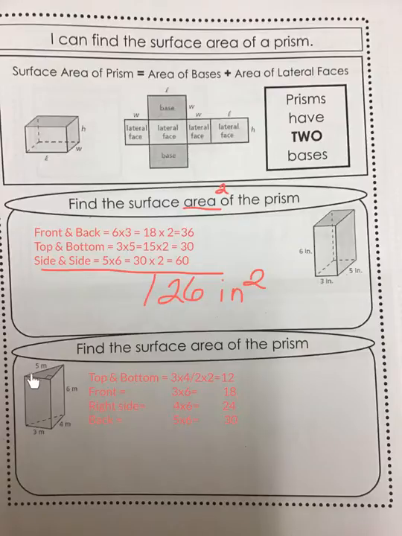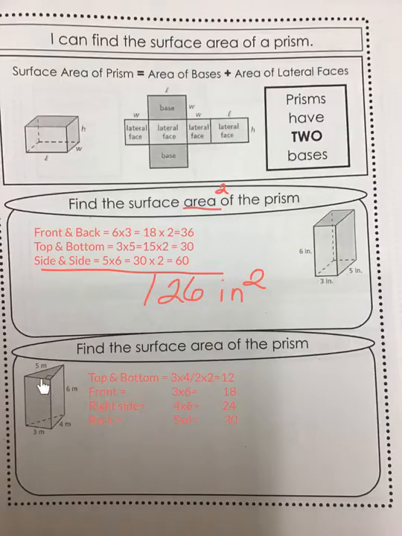And the formula for the area of a triangle is base times height divided by 2. So 3 times 4 divided by 2. But then I'm going to multiply by 2 because there are 2 of them. So 3 times 4 is 12, divided by 2 is 6, times 2 gives me 12. So both triangles together are 12.